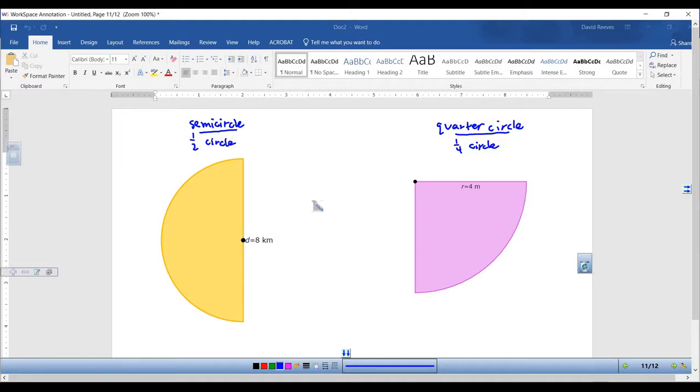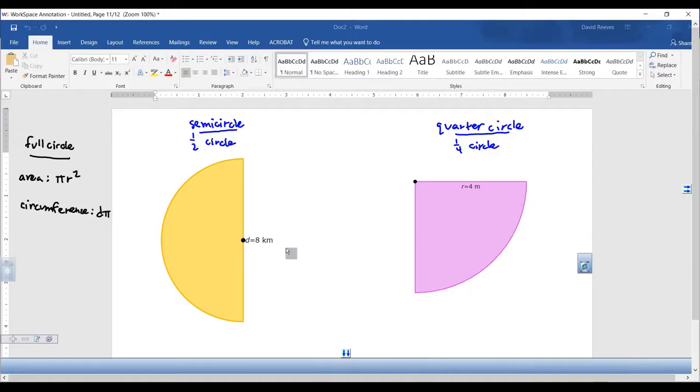All right, so we've been working with a full circle. So just a reminder over here, let's write down the formulas for a full circle. So for a full circle, we have the area. And I know you've all been studying really hard. The area of a circle is pi times the radius squared. And we have the circumference. And the circumference of a circle is the diameter times pi. All right, so those are the formulas for a full circle.